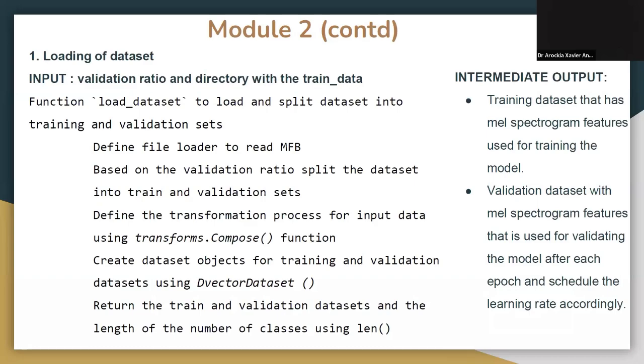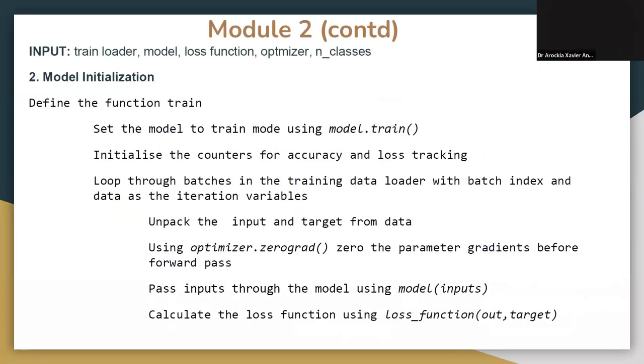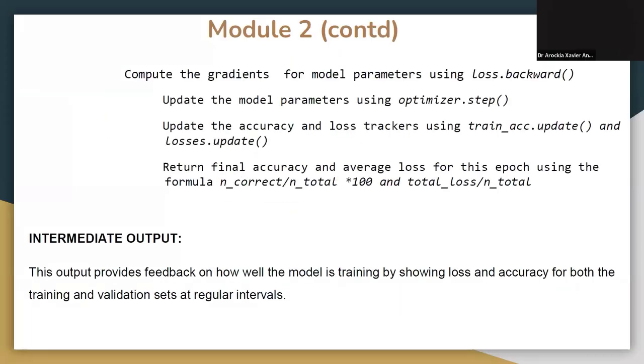You can see the intermediate output: the training data set has MEL spectrogram features, or MEL filter banks, MFB, used for training the model. The validation data set has MEL spectrogram features and is used for validating the model after each epoch and scheduling the learning rate accordingly. So, model initialization for training, capturing the loss function and the gradients. This output provides feedback on how well the model is training by showing loss and accuracy for both the training and validation sets at regular intervals.